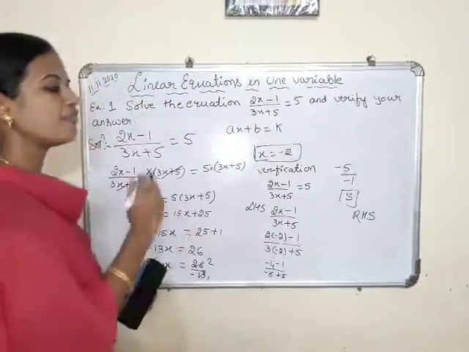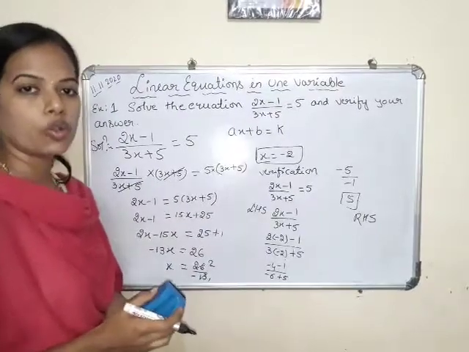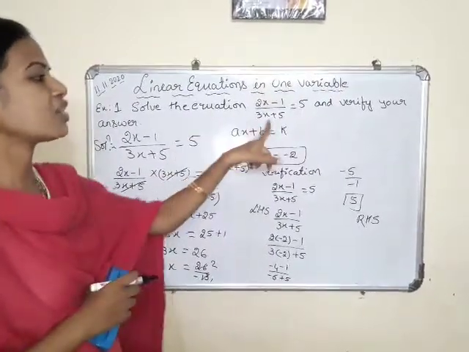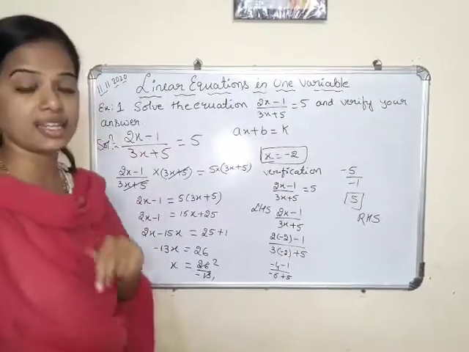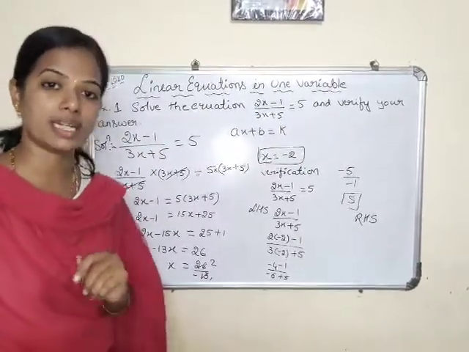So this is the one method of how to find a solution when the equation is of this form. Now let us discuss another method. Another method, that is the cross multiplication method.